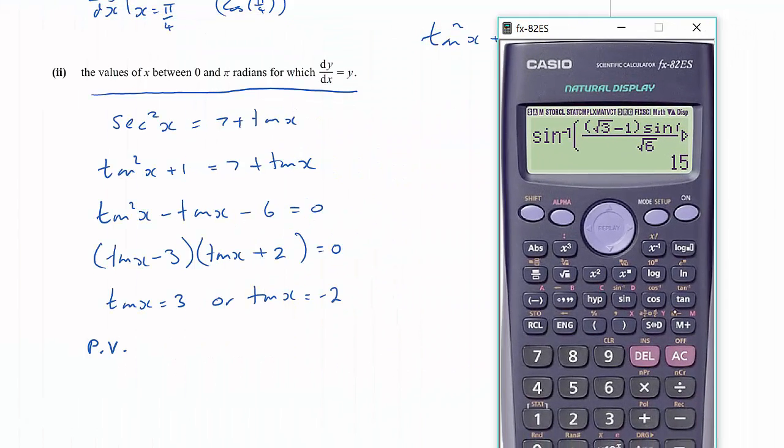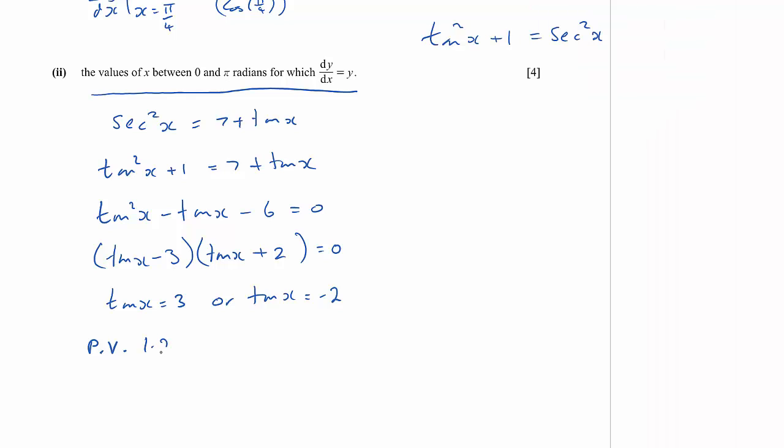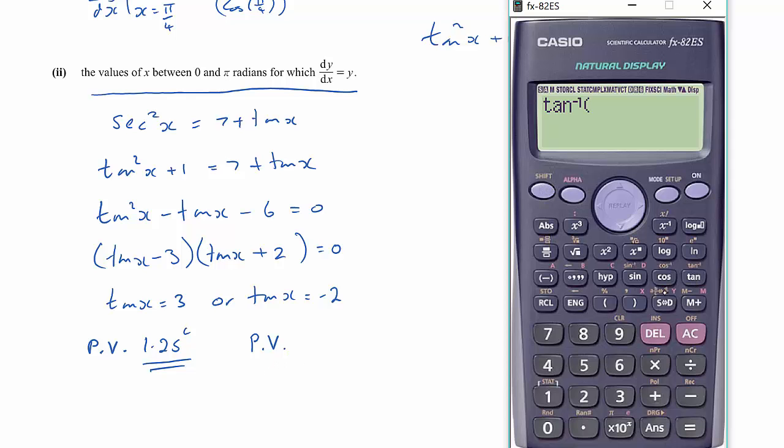and we're in radians, so I need to change the calculator back again, because the last question was in degrees, wasn't it? So radians, and I want the inverse tan of 3. So that's 1.25. And then for this one here, the principal value would be the inverse tan of negative 2. So inverse tan, negative 2. So negative 1.107. Well, that's not in the right range.